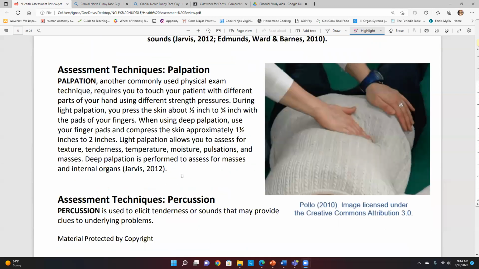Okay, let's talk about palpation. So palpation is when we are depressing the patient's abdomen, or maybe their back, so their muscles. So what are we doing when we are pressing? We're not trying to cause the patient any pain or discomfort, but we're checking to see if there is any pain, any discomfort, any moisture, are there pulsations? Maybe there's a pulsating mass, right? So that's what palpation is really for, okay?